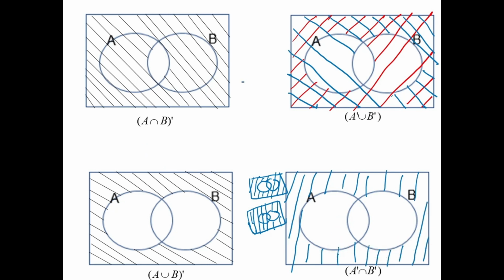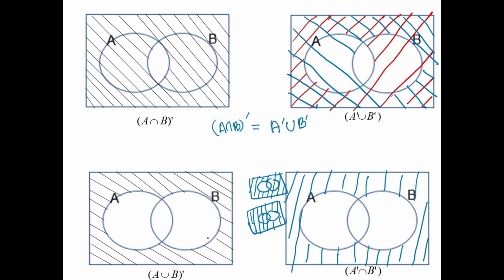Now let's look at both on the top diagram here. We have A intersect B prime is actually equal to A prime union B prime. The shaded region for the first diagram is outside the middle part. Same goes here. So we can see that A intersect B prime is equal to A prime union B prime.